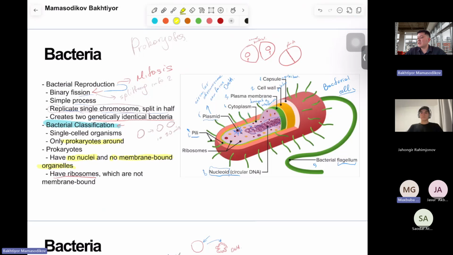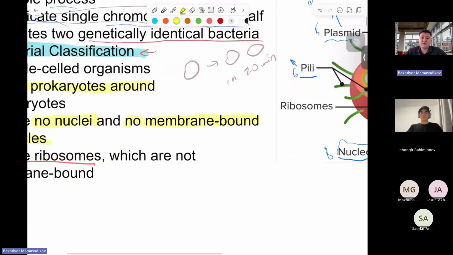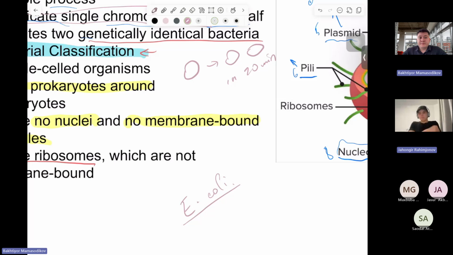What are the examples of bacteria? Do you know any examples? Bacteria. I don't know names. E. coli. I've learned them, but they're very complicated names. Yes, E. coli, for example. E. coli are in our intestines, okay? In the intestines of the human body.